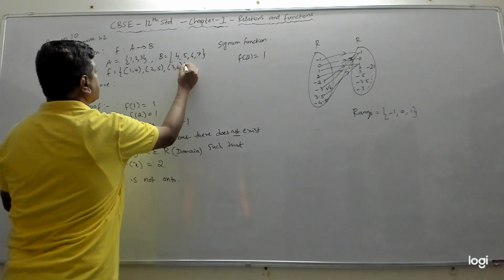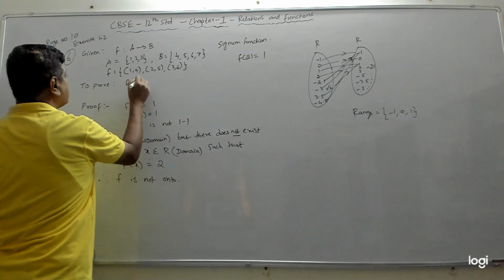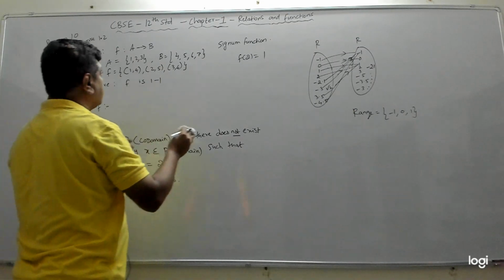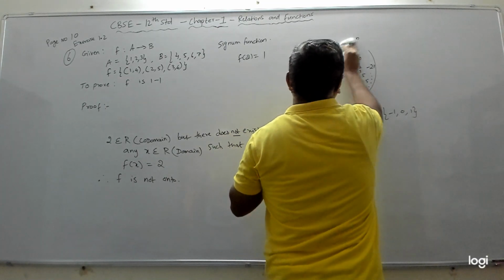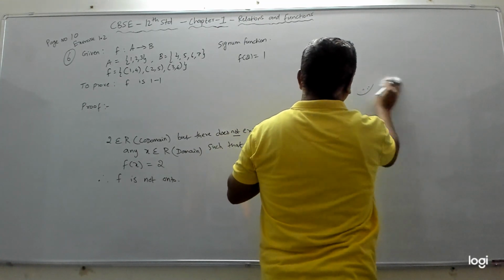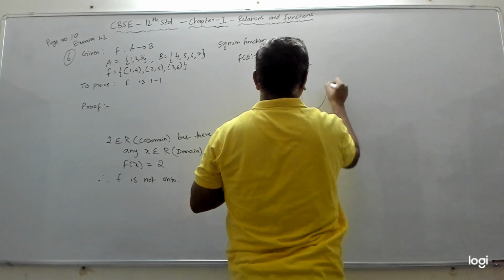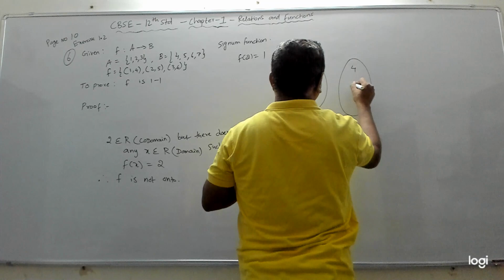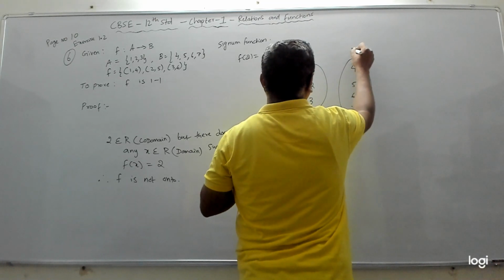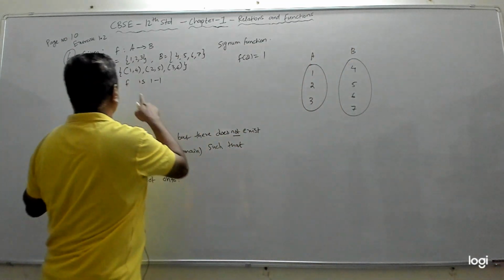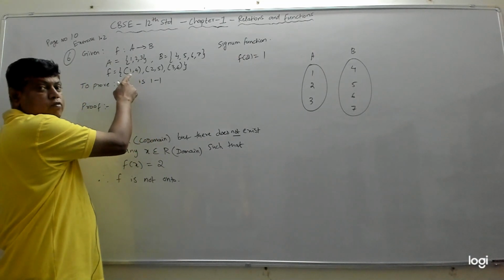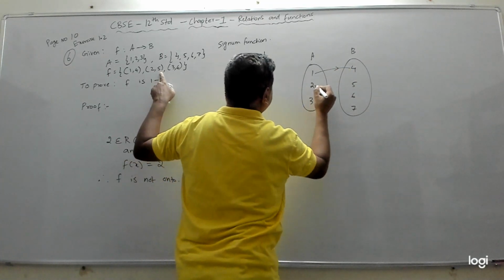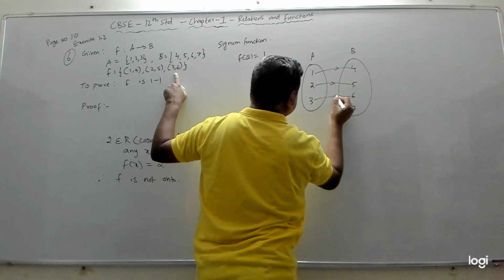The definition of the function is given like this. To prove f is 1 to 1, we have to prove that f is a 1 to 1 function. Now how does this look? Let's try to draw the arrow diagram for this. Your A set is here, which is 1, 2 and 3. Your B set is 4, 5, 6 and 7. And how f is mapping is, 1 is mapped to 4. That is the meaning of (1, 4). So 1 goes to 4, 2 goes to 5, and 3 goes to 6.